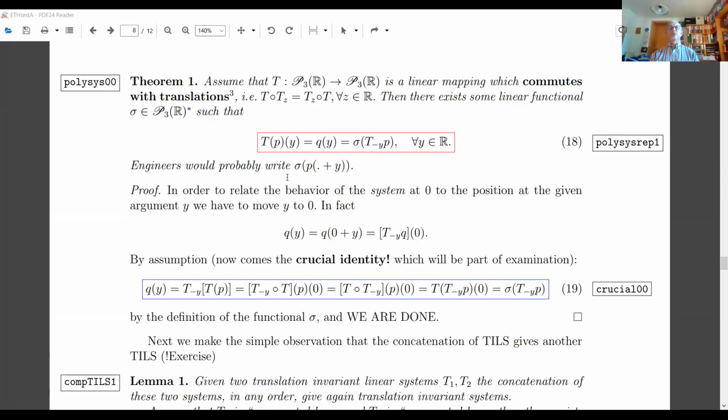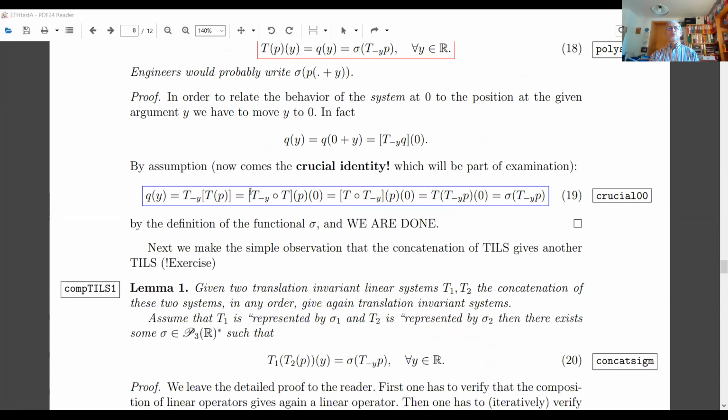I mentioned here that engineers would probably prefer to write, instead of the translation operator, P of dot plus Y. So translation by minus Y means you write plus Y, as a function of a variable argument which is represented by the dot. As a function of this dot position, you have a cubic polynomial, and you apply the functional to that particular polynomial. So each time you're asking for a new position, you get a new shifted version of your polynomial, which is the input function, and you apply the functional.